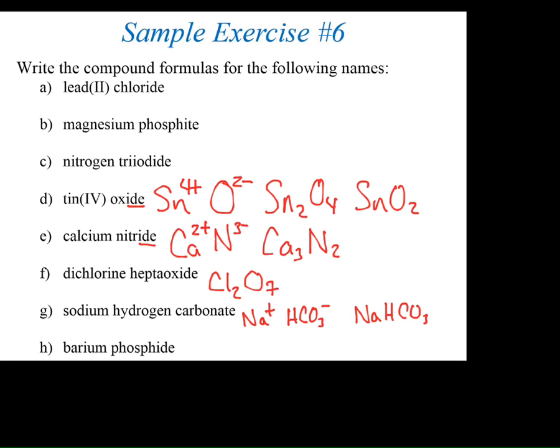Barium. So barium is in group 2, so it's 2 plus. Phosphide, again, "ide," nonmetal all by itself. So phosphorus all by itself. What's the charge on phosphide? 3 negative. So how do I make those balance out? What do I do? Ba what? Ba3P2. Awesome.